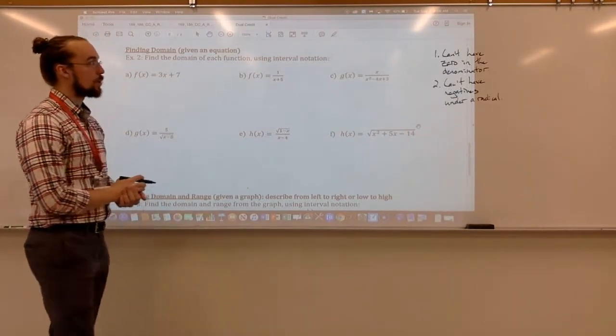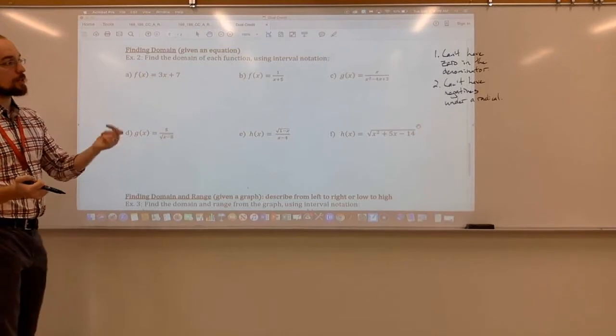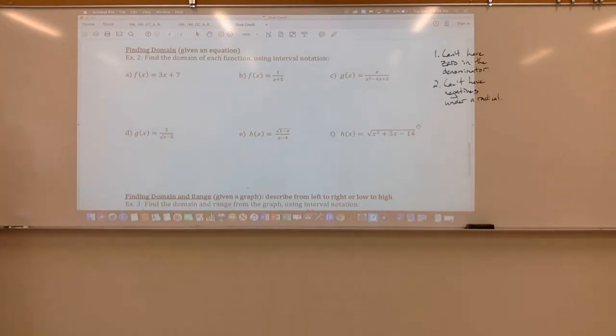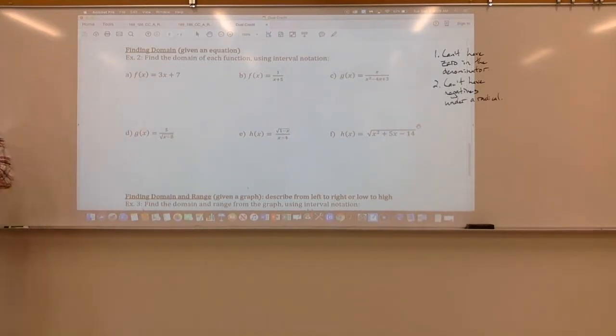Okay, so if I'm looking at this first function, 3x plus 7, would either of those two things apply? Are there any places where there could be a 0 in the denominator or negatives under a radical? No. There's no denominator and there's no radical. That means that this function will be defined everywhere. I can input every single x value and get out the y value.